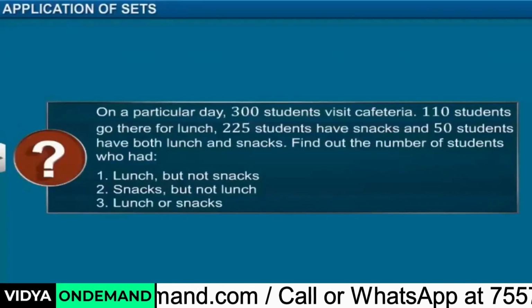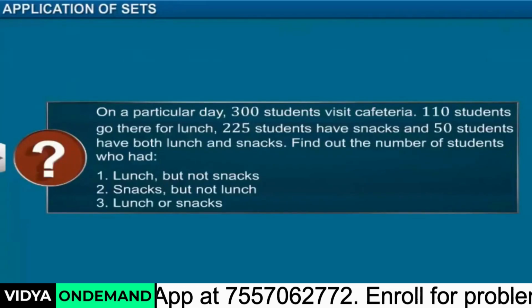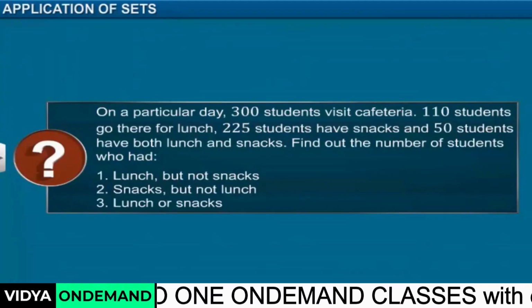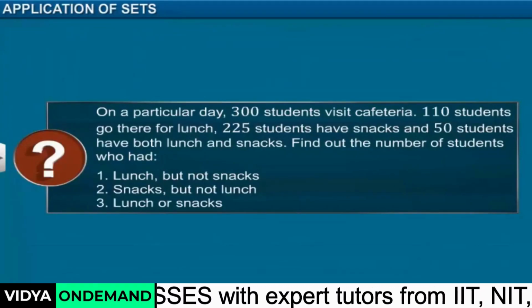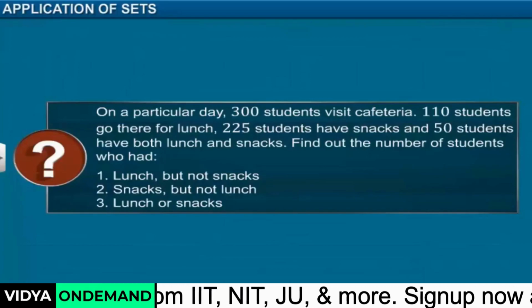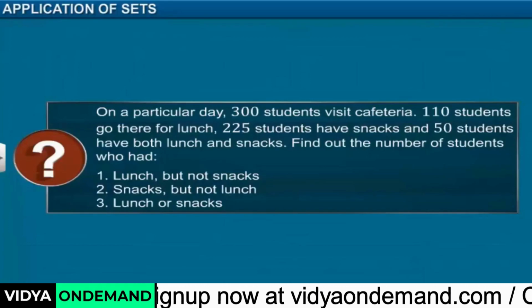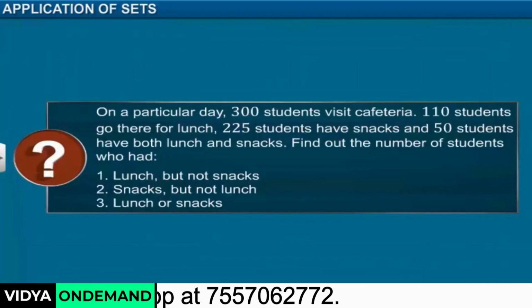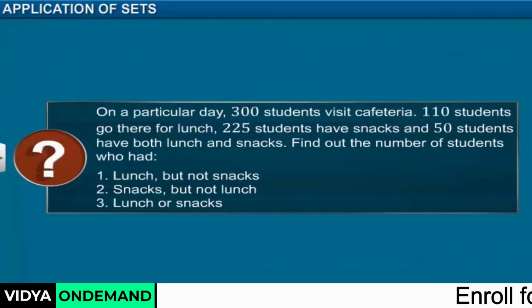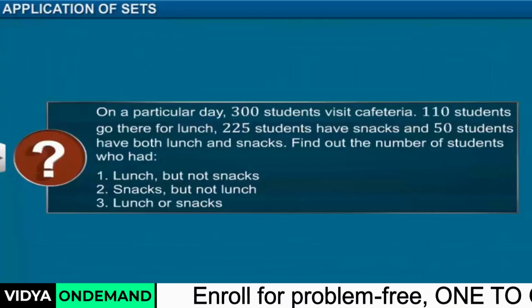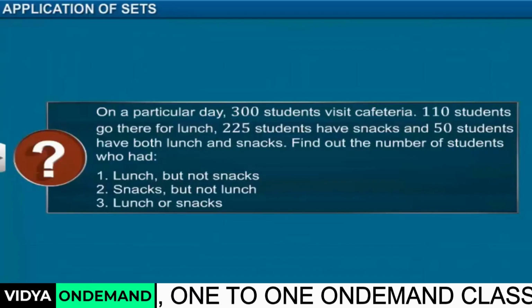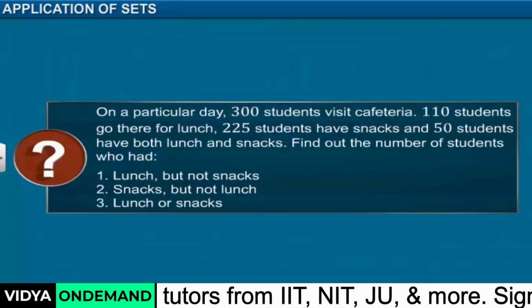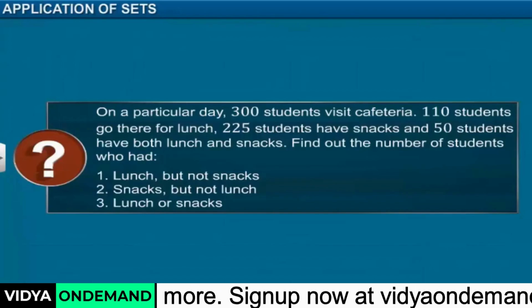Let's see another problem. On a particular day, 300 students visit the cafeteria, 110 students go there for lunch, 225 students have snacks, and 50 students have both lunch and snacks. Find out the number of students who had lunch but not snacks, snacks but not lunch, and either lunch or snacks.